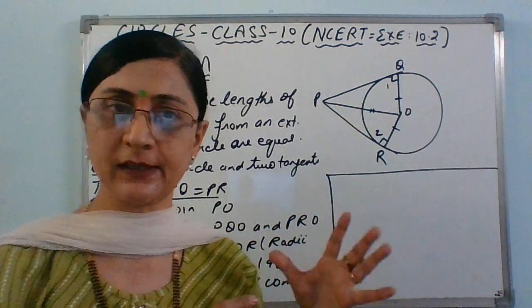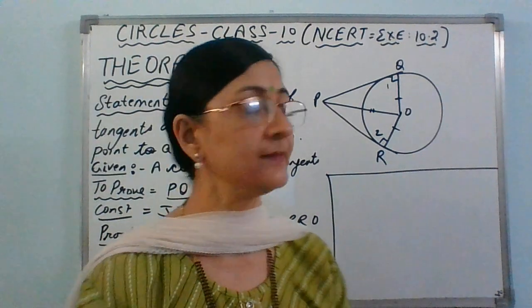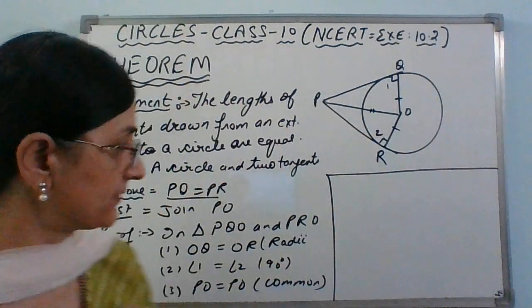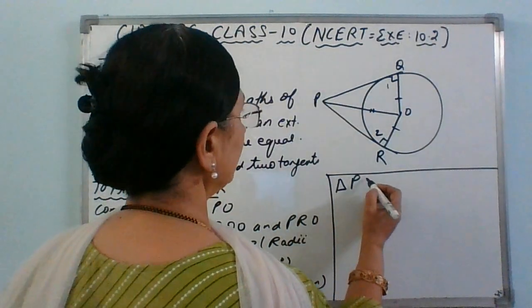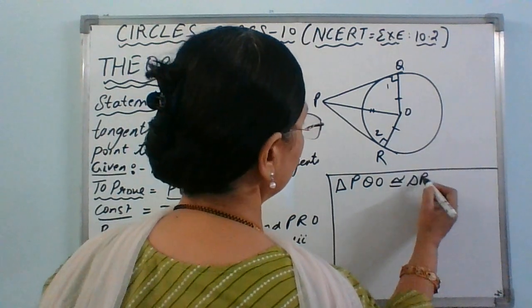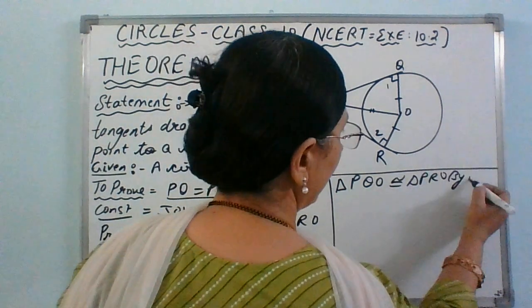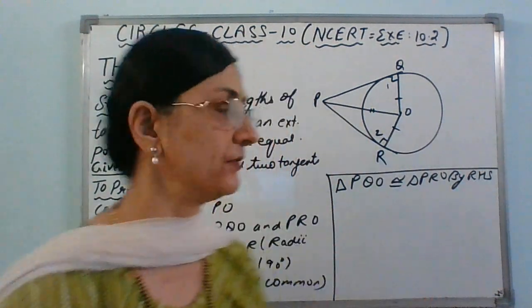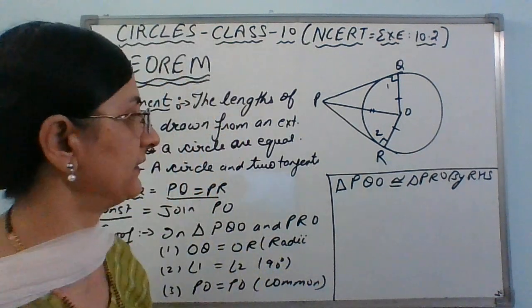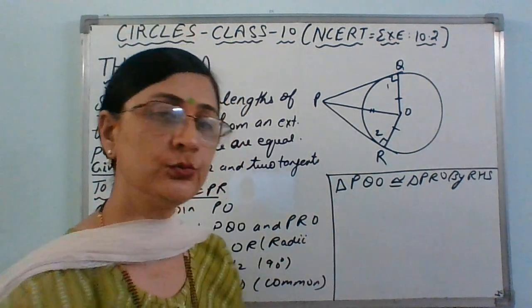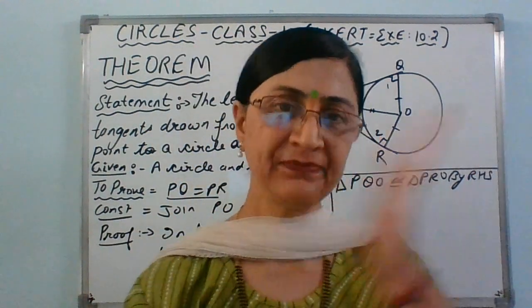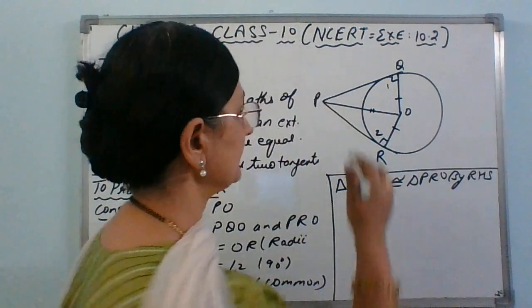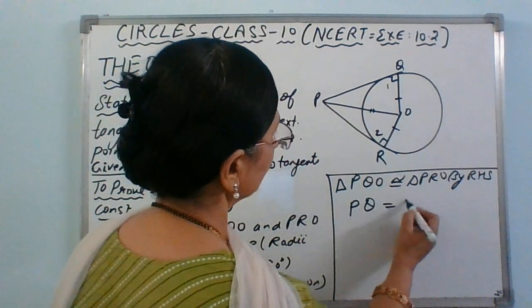There is a common side, common side भी है. So here it is a hypotenuse. So these two triangles are congruent by RHS, right? Triangle PQO is congruent to triangle PRO by RHS. If you have the hypotenuse, the right angle and any one side, then the property is RHS criteria. Now after the two triangles are congruent, then the other sides and angles which you have not proved are equal by CPCT. So here PQ will be equal to PR.